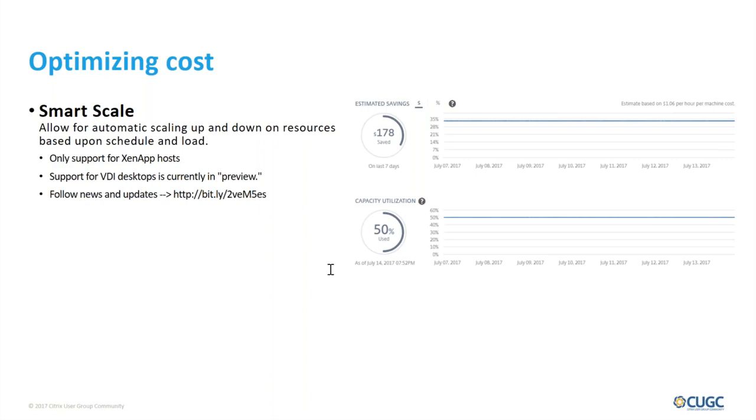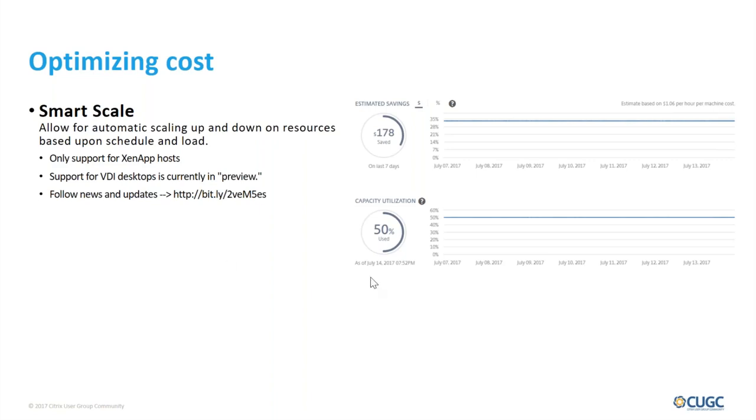So you can define a bunch of parameters around how many user sessions you want on a server, and if it drops below that, it will power that server off, and then it will give you a visual output of the money that you've saved based on the compute that you're not using in Azure. Also, the support for VDI desktops is currently in preview.